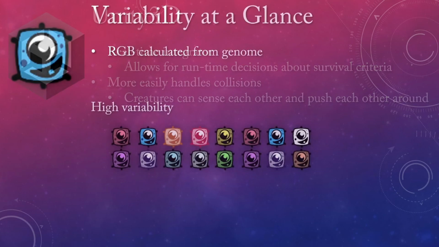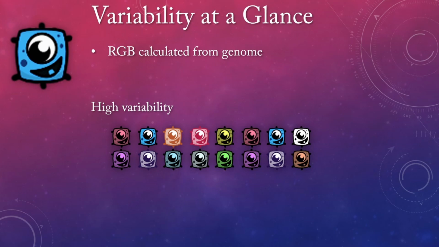I'm also using the creature's genome to compute an RGB value that I apply to their appearance in the simulation, so that at a glance I can get a sense of the genetic variability. This is an example of high variability, and conversely this is an example of low variability, as it would appear in the simulation.